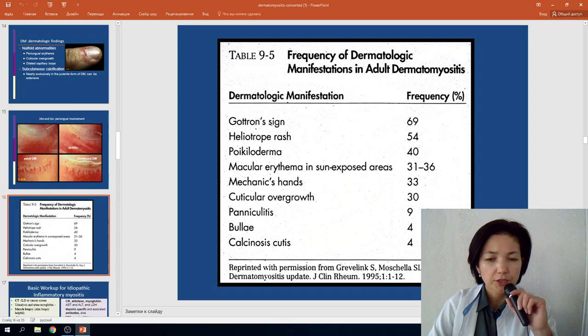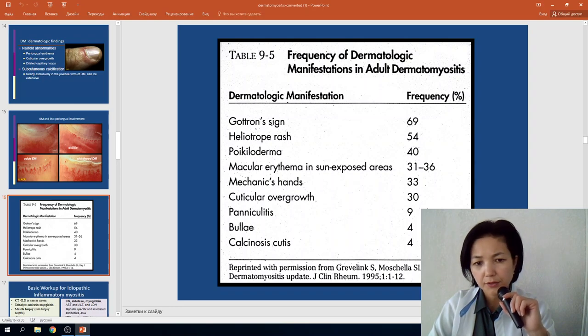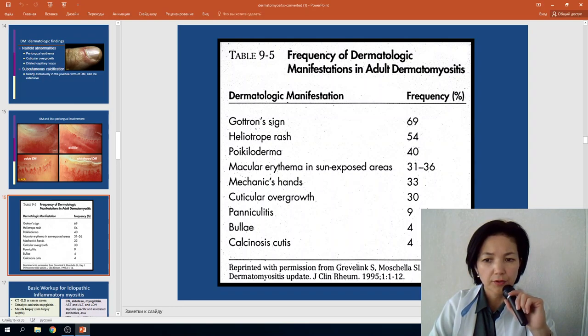Frequency of dermatological manifestations of dermatomyositis, you see here: in the first place are Gottron signs and heliotrope rash. More than half of patients have heliotrope signs and heliotrope rash and Gottron signs. Other rarer cases may be represented by mechanic's hand, bullous lesions, calcinosis, and so on.